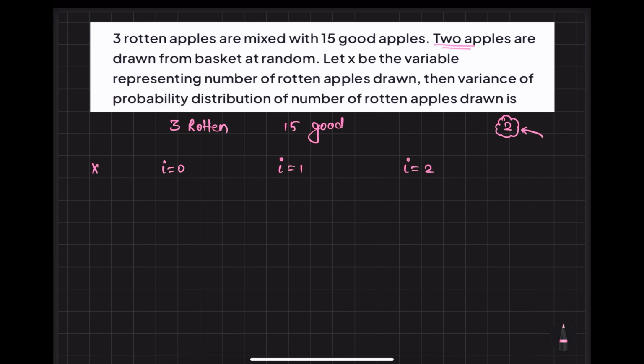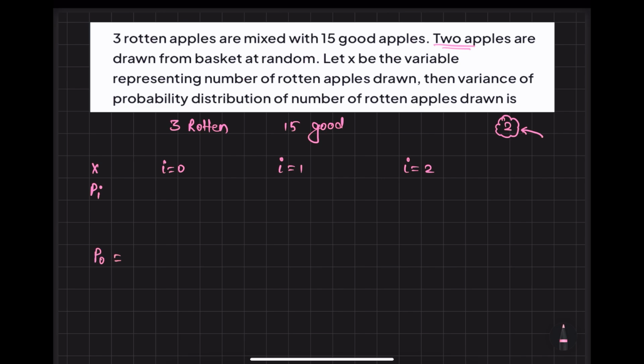So i equals 0 represents what? It represents that out of 2 apples, the number of rotten apples is 0. Out of 2 apples, the number of rotten apples is 1. Out of 2 apples, the number of rotten apples is 2. And this is their probability p_i. Okay, so first we will go with P0.